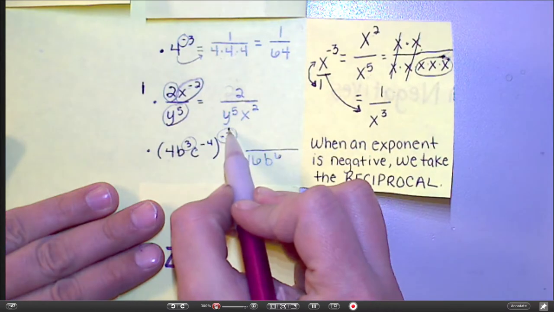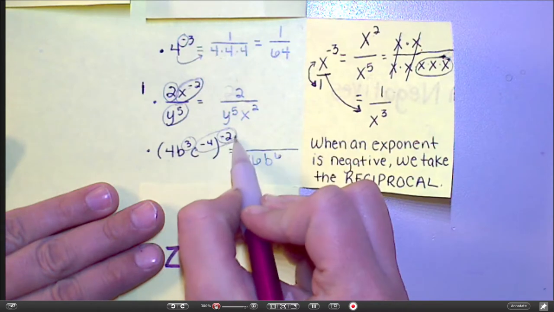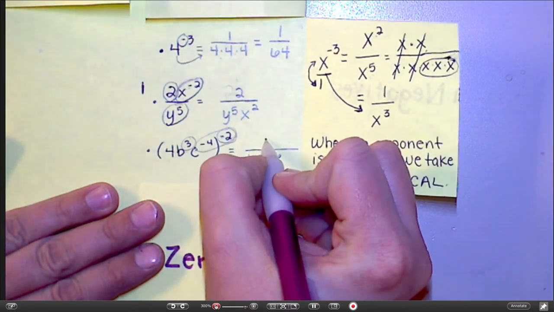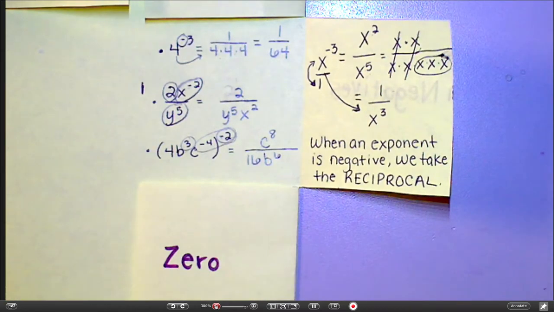Okay, so once you put it where it needs to go, you don't leave it negative anymore. But watch what's going to happen here. Negative 4 times negative 2 makes a positive 8. Positive means it's going to stay up on the top. So c to the 8th is going to end up there. So with these ones, you kind of have to work your way through and just decide bottom or top as you're working your way through.